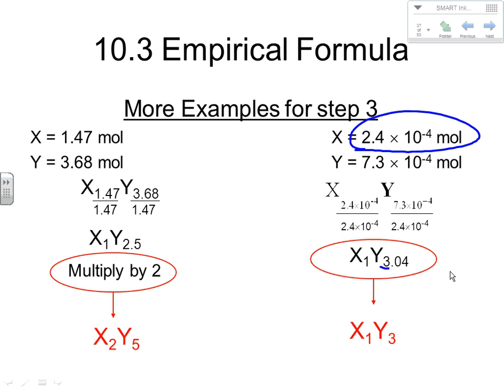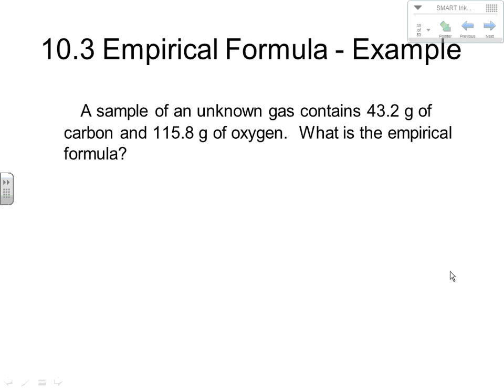So that's some examples of that last step. Write it like a formula, divide by the smallest, and if you have to, double or triple. But the doubling or tripling is fairly rare.